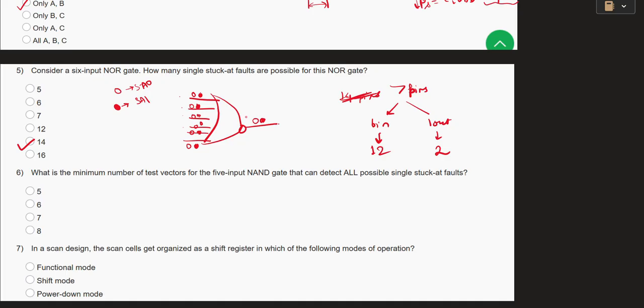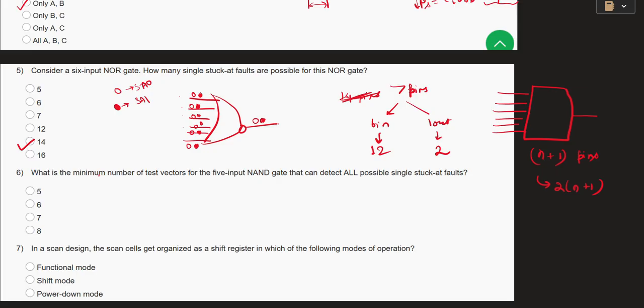Okay. So in general, if there is a logic gate or any circuit which has n input pins and one output pin, how many pins are there in total? N plus 1 pins. Each pin can be stuck at 0 or stuck at 1. So in total there will be twice of n plus 1 stuck-at faults, right? Right. So you apply this here, you will get 14.